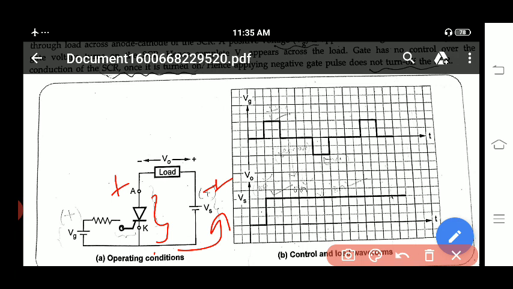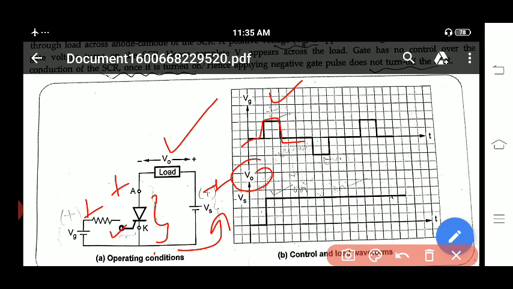If you want to make the SCR turn on, you have to apply gate voltage here. Here VG is the supply, it will apply gate voltage to this SCR. In this graph, you can have no VG, and here you have a positive peak. When you apply this peak voltage to the gate terminal, the SCR turns on. So because of this, across this load, what is that voltage? V0. Here you can see that V0 voltage.